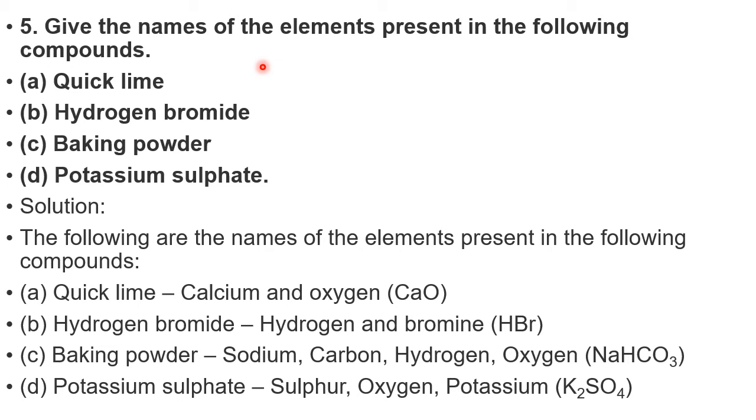Give the names of elements present in the following compounds: quicklime, CaO, calcium and the oxygen; hydrogen bromide, HBr, hydrogen and the bromine; baking powder, NaHCO3. One is sodium, other one is hydrogen, then carbon, then other one is oxygen. Potassium sulfate, K2SO4. There are three different kinds of elements: one is potassium, the other one is sulfur, and the last one is oxygen. Simply by looking at the formula, you will come to know how many different kinds of atoms are there in what ratio.